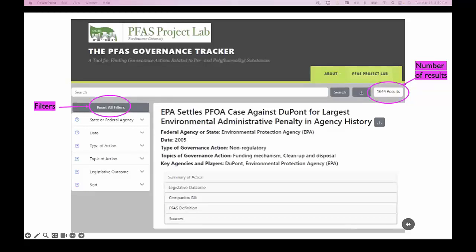You can select particular topics. We have over 35 topics in the database, ranging, as the previous slide showed, from things like air to fishing game, cleanup requirements, data and data production requirements, lots of different topics.